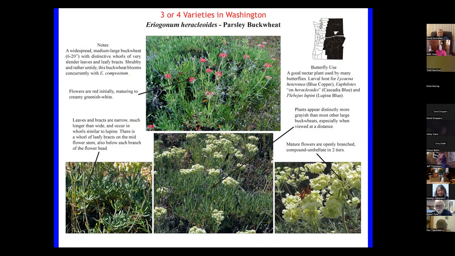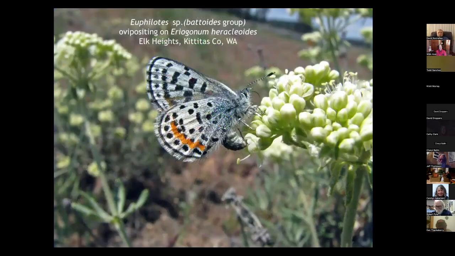And we have several varieties of these in Washington, 3 or 4 varieties. And here's a female Euphilodes that's ovipositing on heracleoides. This is at Elk Heights. I think many of you have been to Elk Heights.